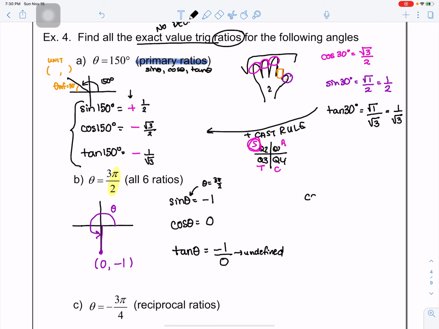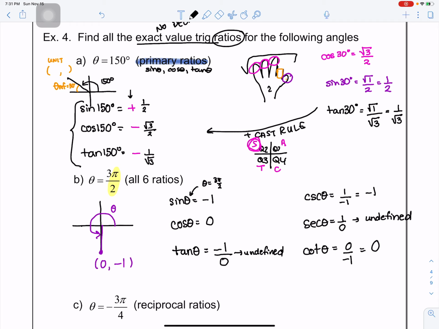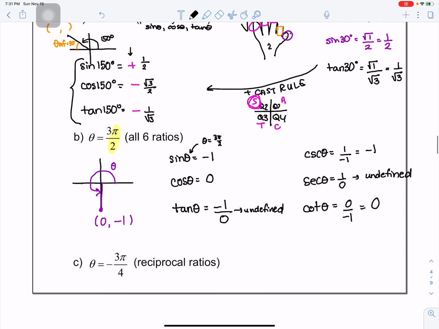When I do the cosecant of theta, this is the reciprocal of sine, 1 over -1, which gives me -1. My secant of theta is 1 over 0. I can't divide by 0. That's a problem, so we say that the secant value is undefined. And then my cotan value, I'm going to do the reciprocal, 0 divided by -1, and 0 divided by -1 is 0. So sometimes these angles can cause values that are really funny or undefined if you're dividing by a 0.